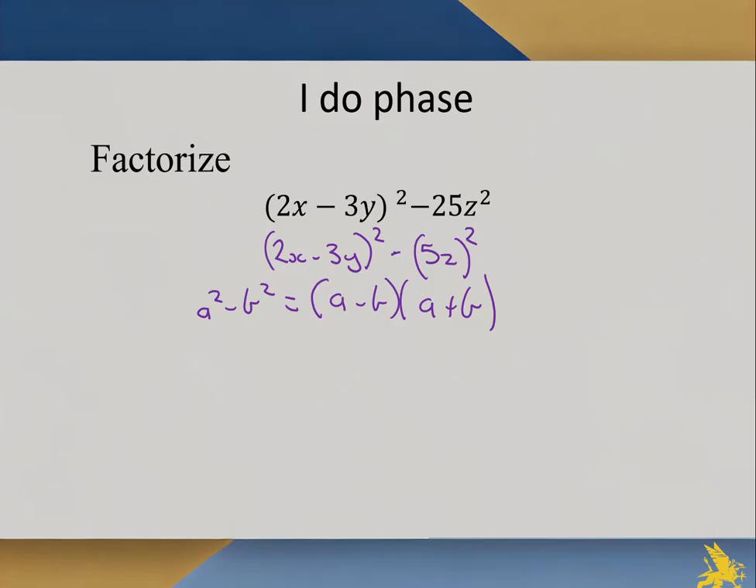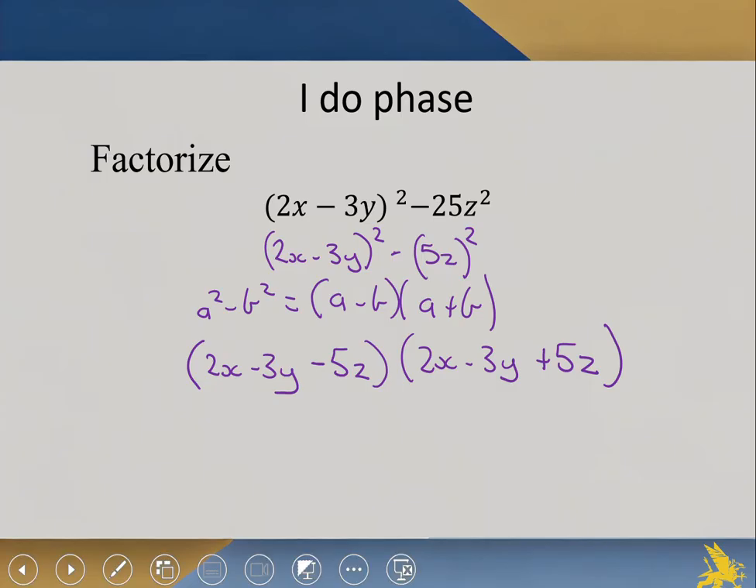So the next step is I'm going to look at my a, and my a is 2x minus 3y, and my b is 5z. So it's 2x take away 3y take away 5z, 2x take away 3y plus 5z. The next step is checking to see if we can simplify, which in this case we can't, so we just leave it as that.